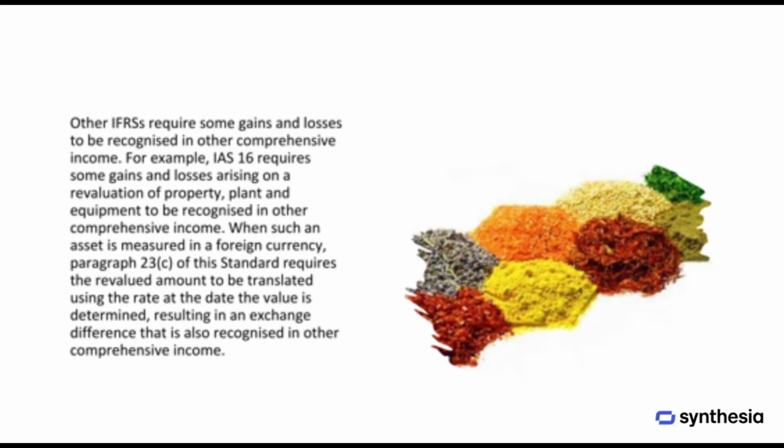Other IFRS standards require certain gains and losses to be recognized in other comprehensive income. For example, IAS 16 mandates that some gains and losses from revaluing property, plant, and equipment be recognized in other comprehensive income. When such an asset is measured in a foreign currency, this standard requires that the revalued amount be translated using the exchange rate at the date the value was determined. This translation creates an exchange difference, which is also recognized in other comprehensive income.